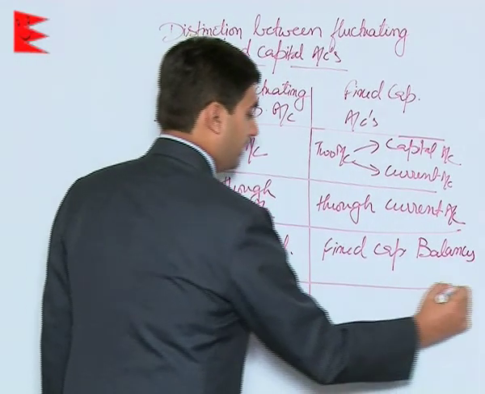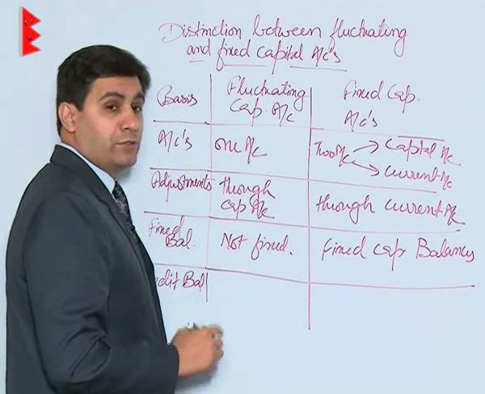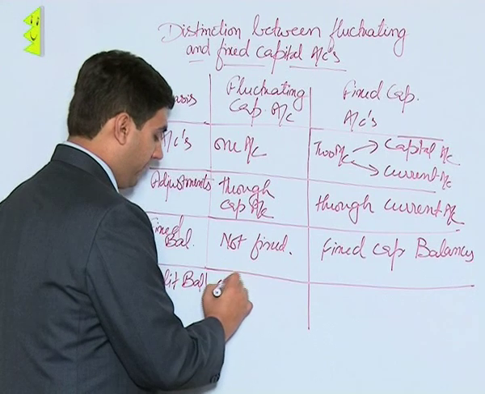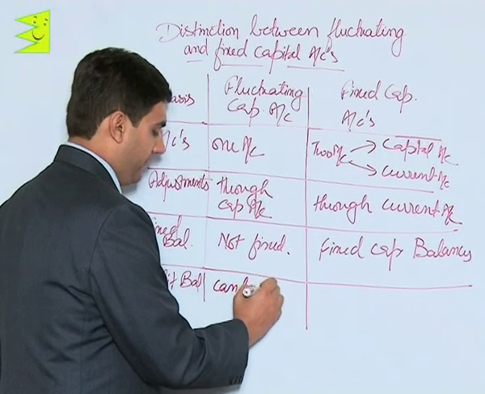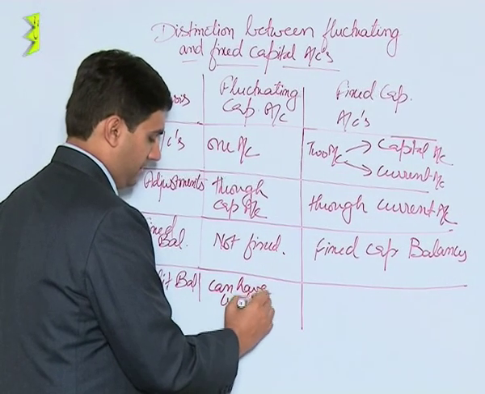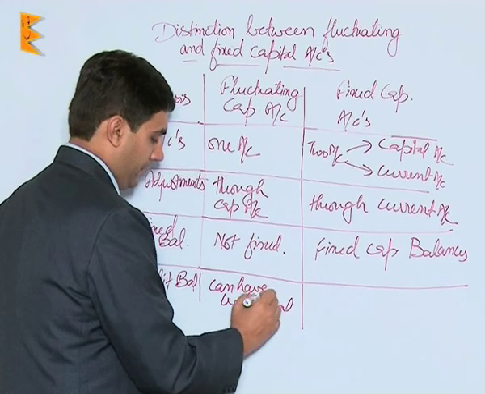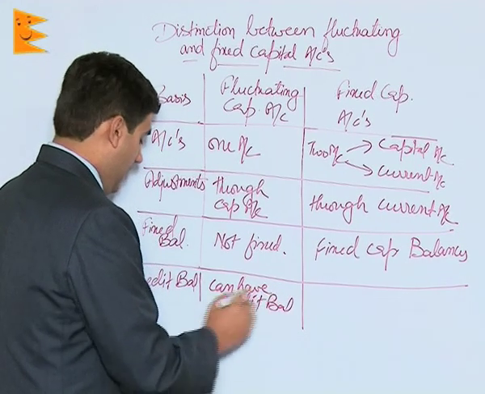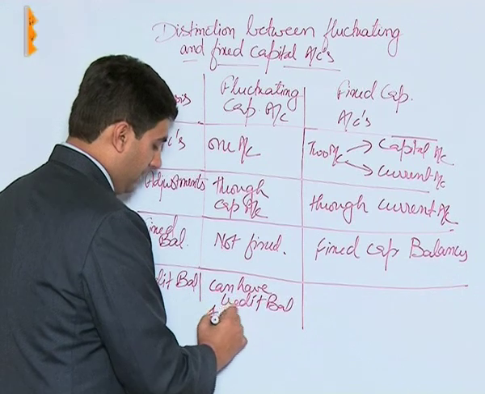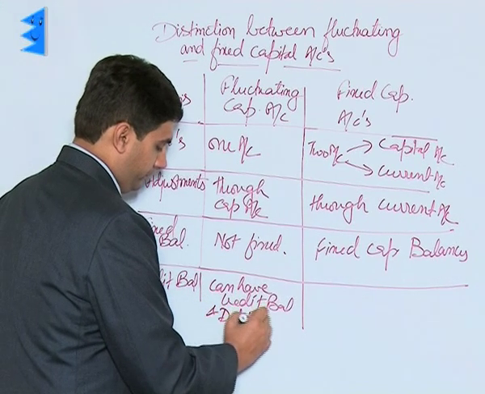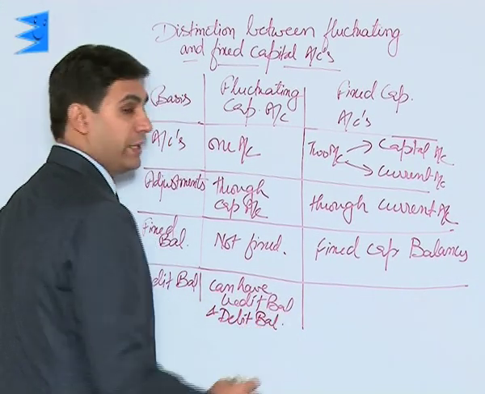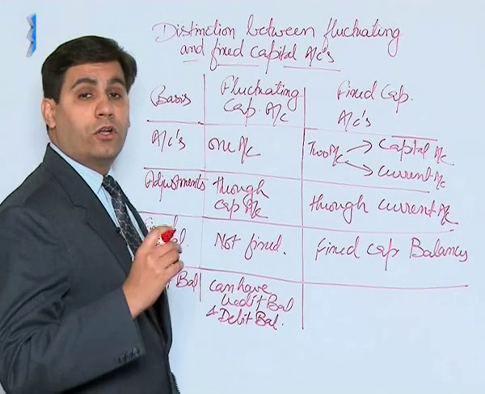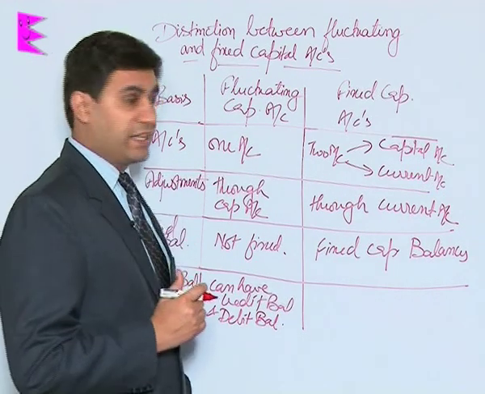And lastly, we have credit balance. In case of fluctuating account, we can have credit balances and debit balances also. That is, there is quite a possibility that your debit side exceeds your credit side.